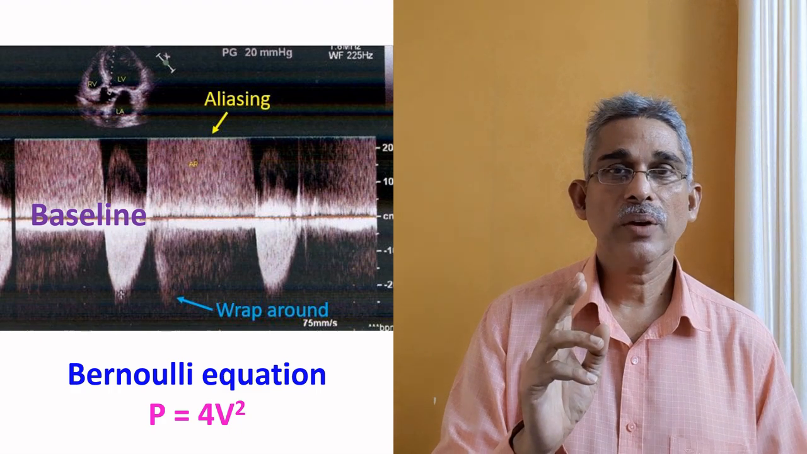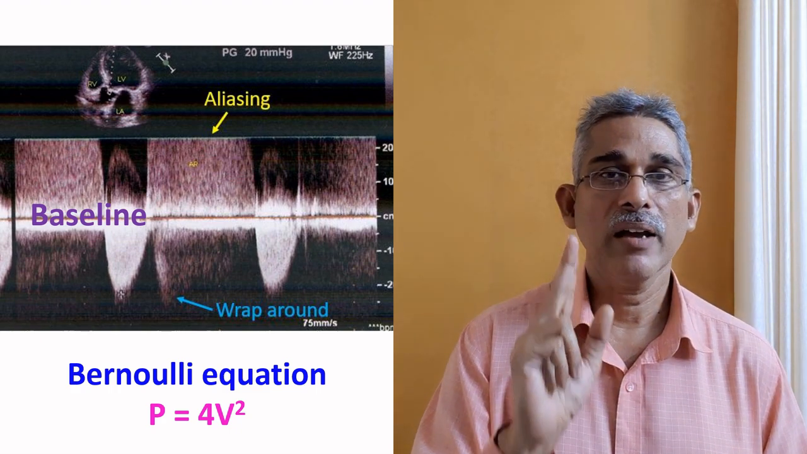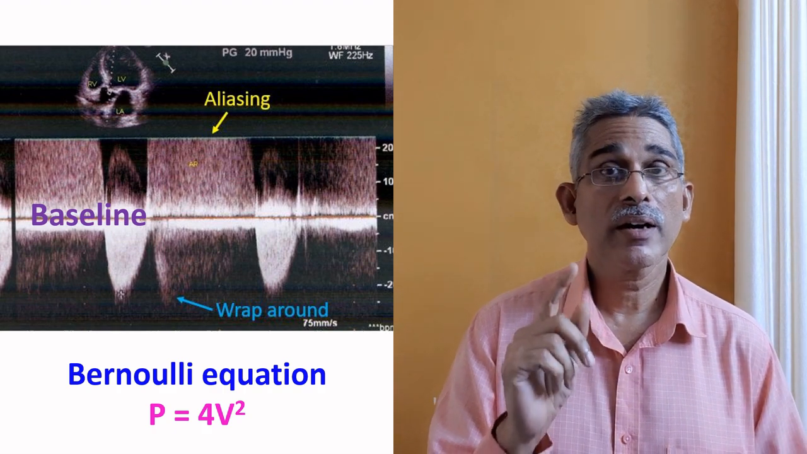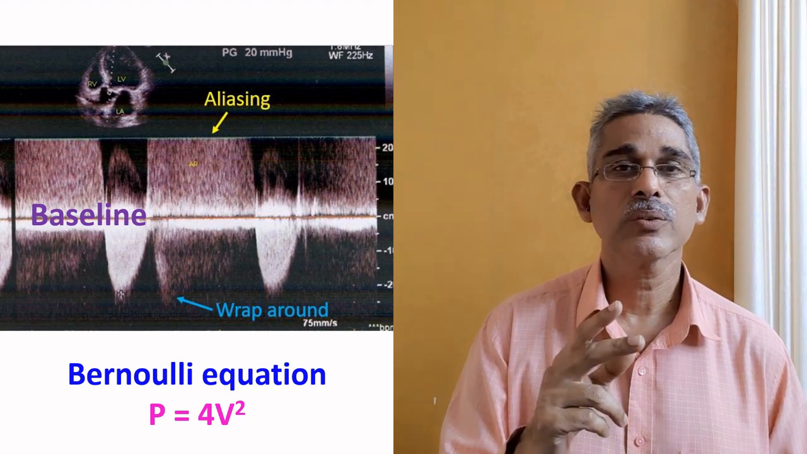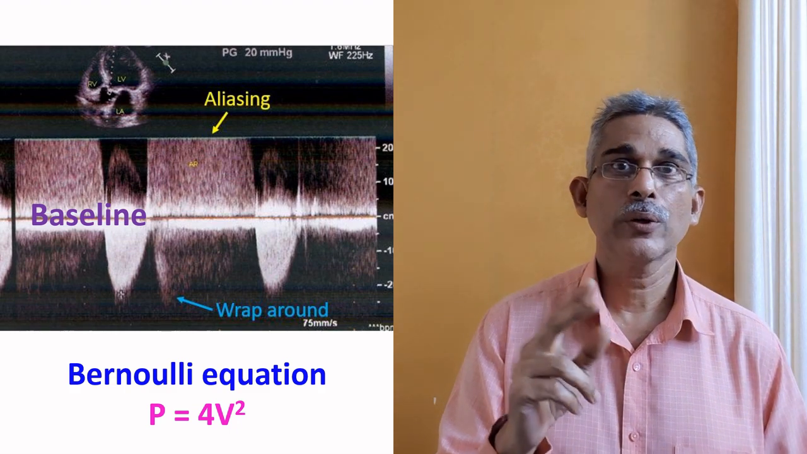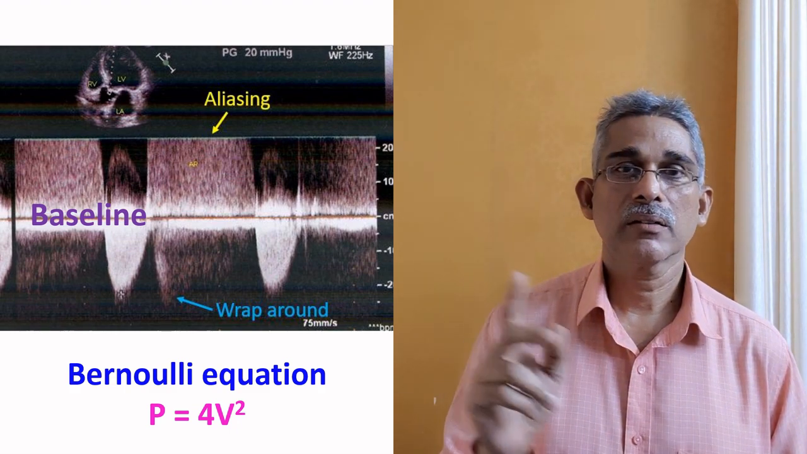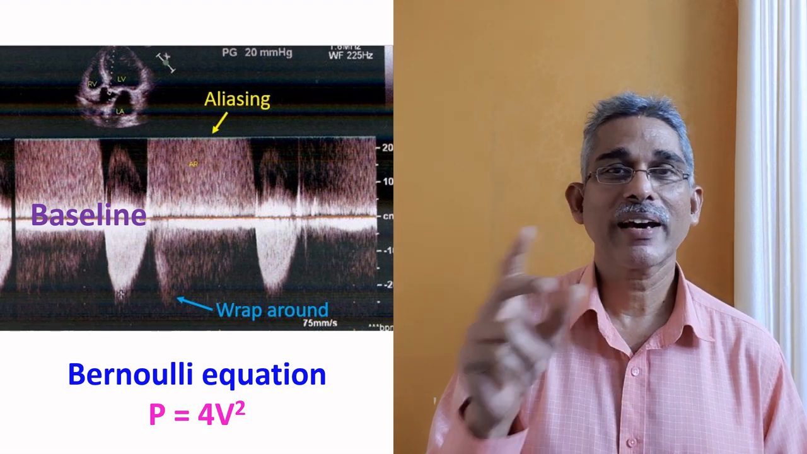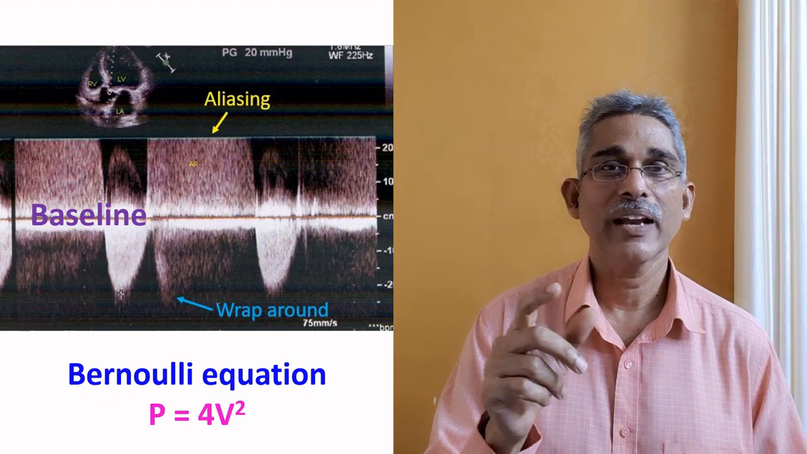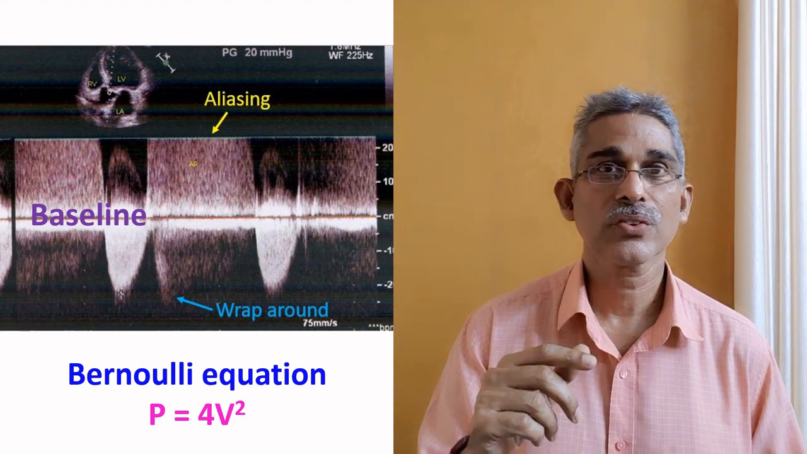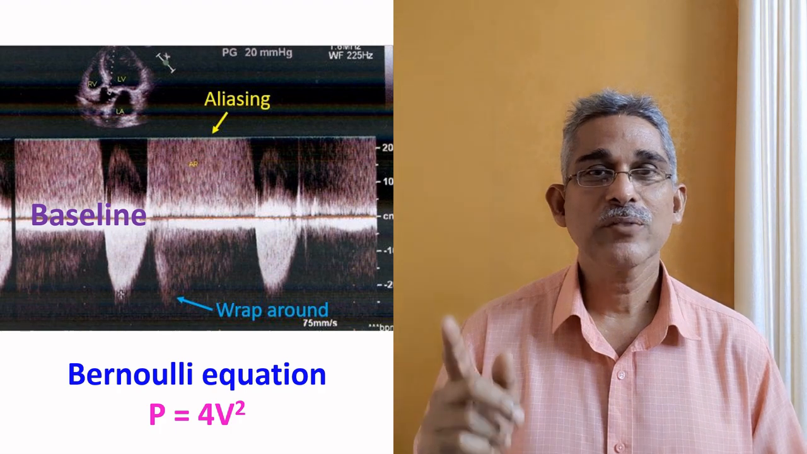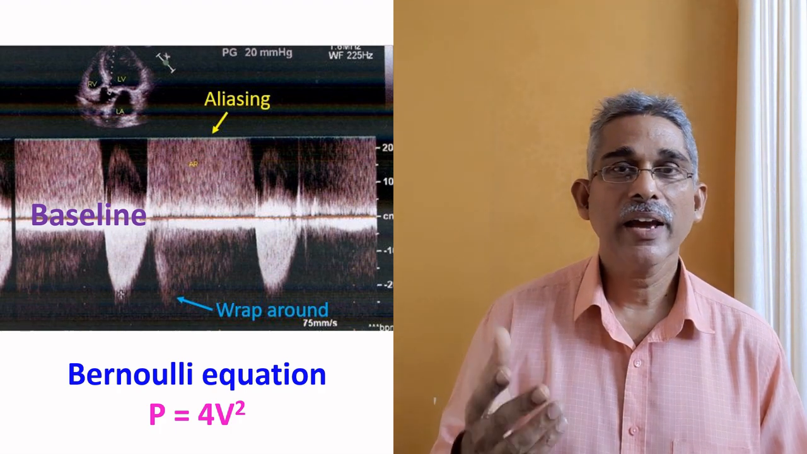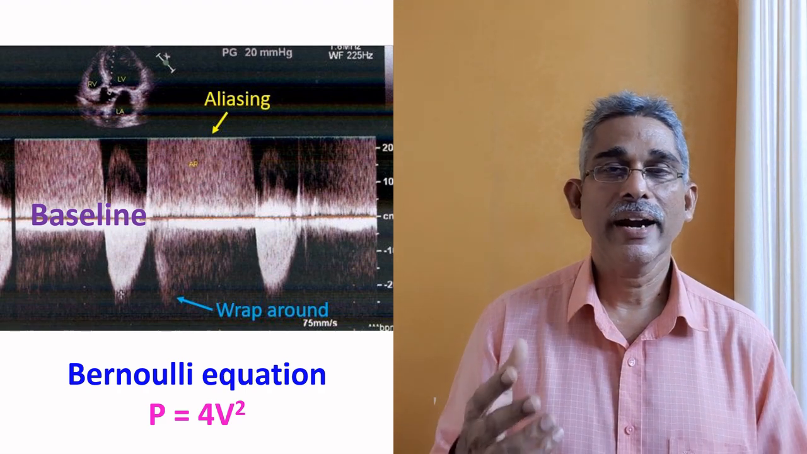So in continuous wave, you can calculate the velocity of a high velocity jet, and from the velocity you can calculate the gradient also. Gradient is calculated using a formula known as the Bernoulli equation, 4v squared. That is, square of the velocity times 4 will give you the gradient. So you can know the gradient between the left ventricle and aorta in aortic stenosis, or the gradient between the left atrium and left ventricle in mitral stenosis, and so on. So there are various ways of calculating the gradients.